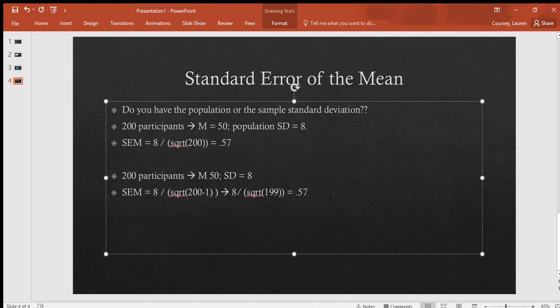All right, so I will post another video in which we walk through the calculation of confidence intervals and why confidence intervals are important and how we could use them.